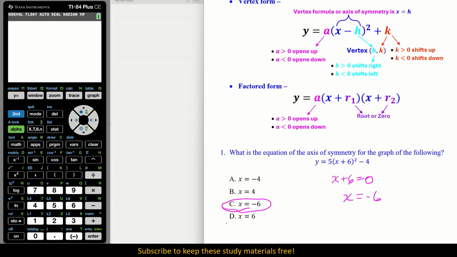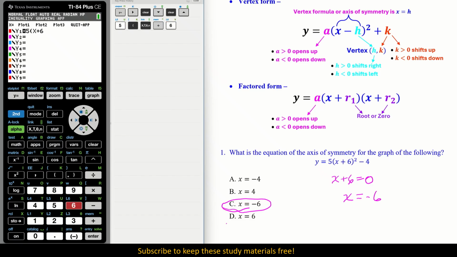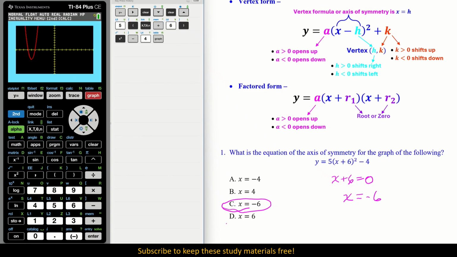Now, let's say you don't quite remember how to get it, but you do remember what the axis of symmetry is. Well, let's graph it and see if we can figure that out. Let's go to our y equals and clear some things out from a prior video. Now, we have y equals 5, open parentheses, x plus 6, close parentheses, square that thing, and let's go -4. Verify that we've entered it correctly. And I say yes.